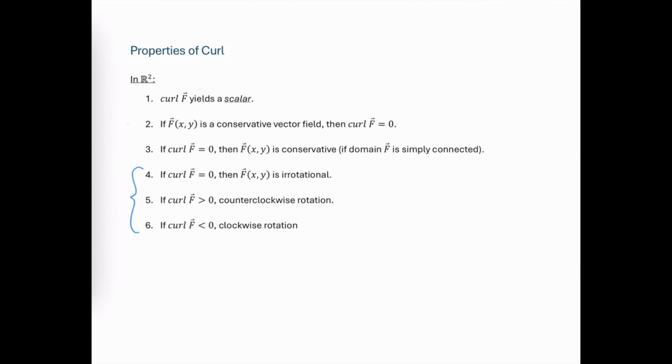Now these next properties help us to understand what that scalar quantity actually tells us about the vector field. Remember, the curl of this vector field has an output that is a scalar quantity which depends on the xy ordered pair that we plug into it. If that scalar quantity turns out to be a positive number, then what we'll see is that that vector field is causing counterclockwise rotation around that point.